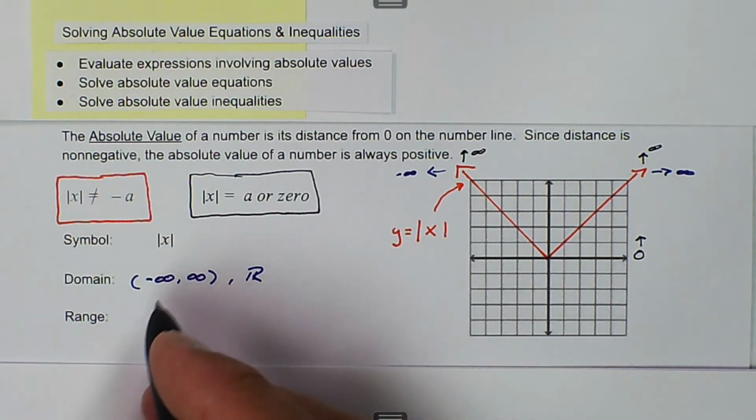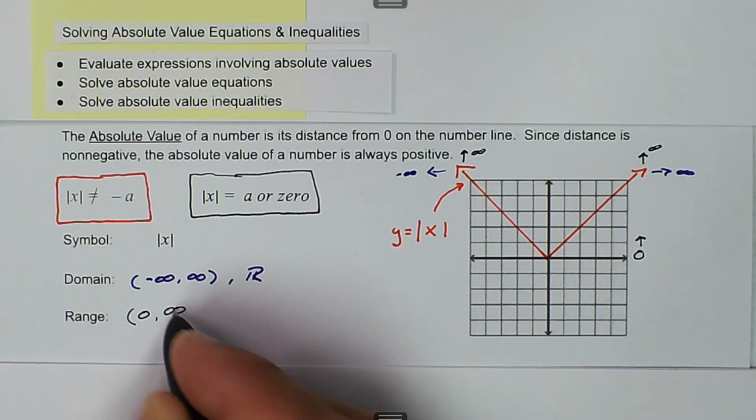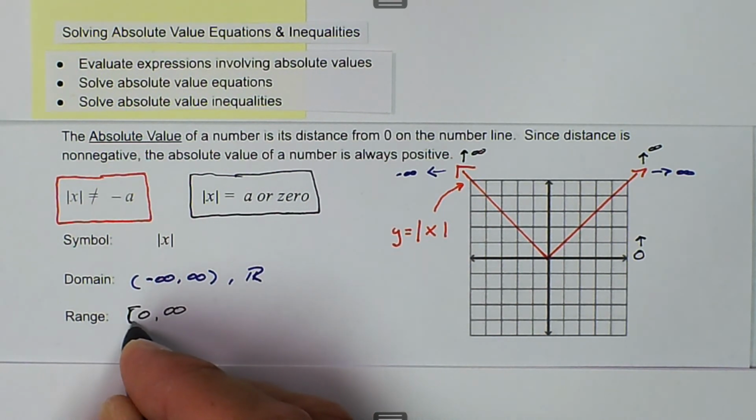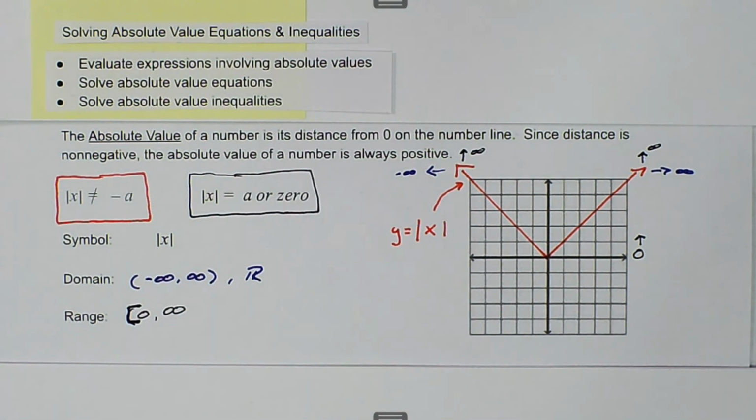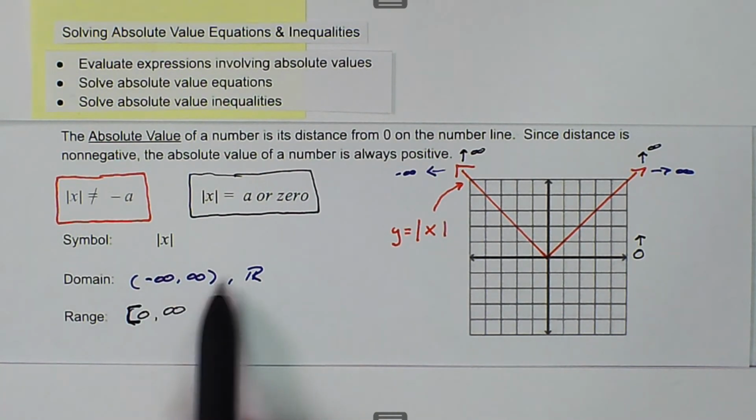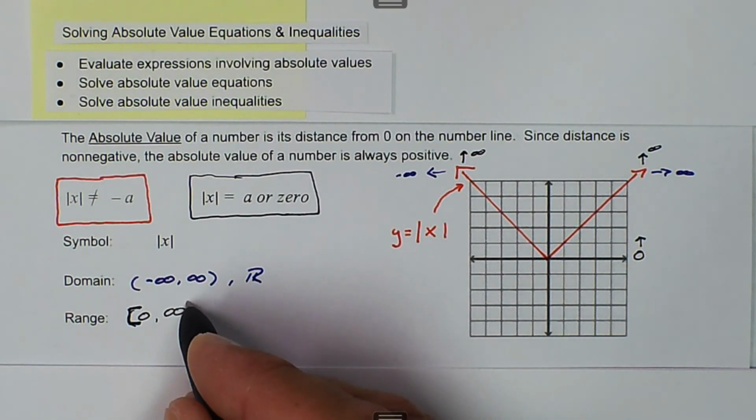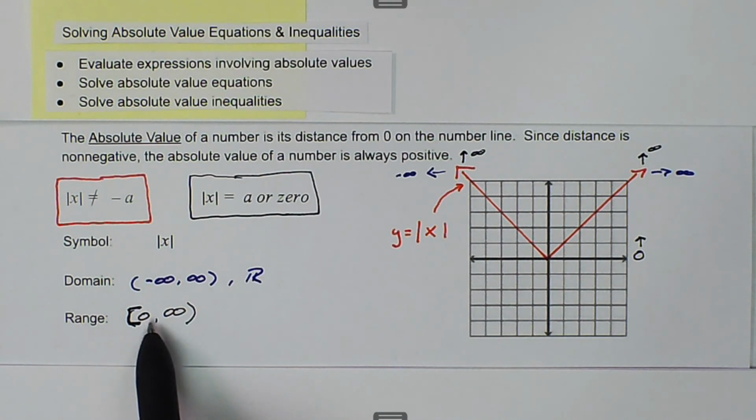So our range for this one is from 0 to infinity. But the 0 is included, so we should put a bracket on that. Infinity is never included, but in this case we can include 0 in the absolute value function, so we'll put a bracket on the 0.